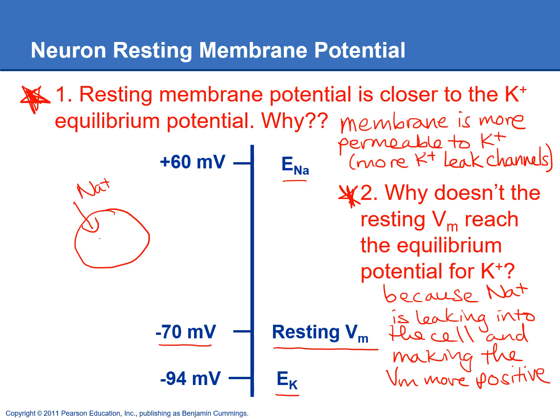So because we have sodium leaking into the cell and making the membrane potential more positive, that's why we don't go all the way down to minus 94 millivolts. So that would be good to know for the exam too.